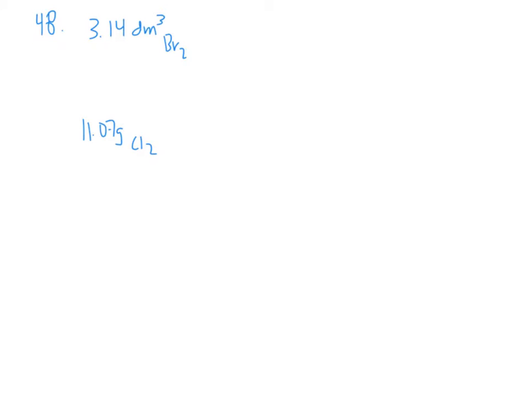Number 48 asks, which of these contains more particles? More molecules specifically. So 3.14 decimeters cubed of bromine or 11.07 grams of chlorine. Now they say at the same temperature and pressure, so that means as long as I use the same conditions for both, I can choose them. So I'm going to choose STP because that means I can easily come up with the molar amount. I know that 1 mole would occupy 22.7 decimeters cubed at STP. So that means my 3.14 decimeters cubed is only 0.138 moles of Br2.